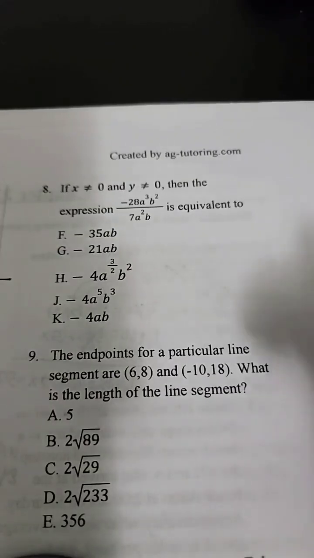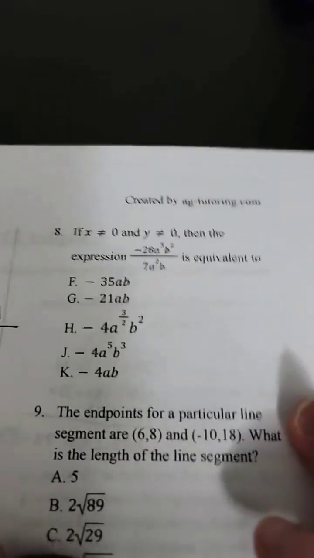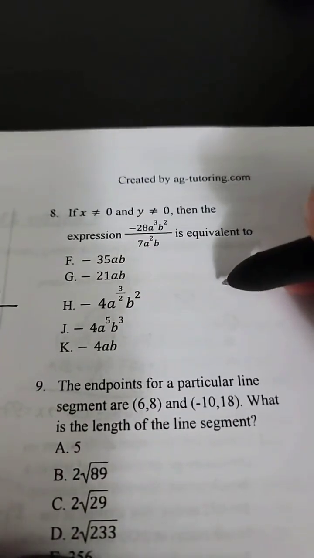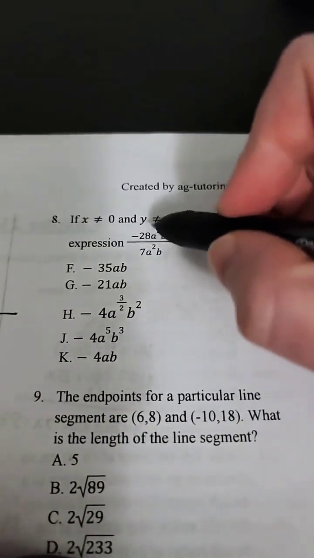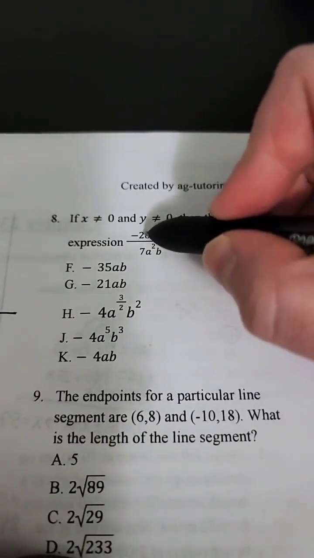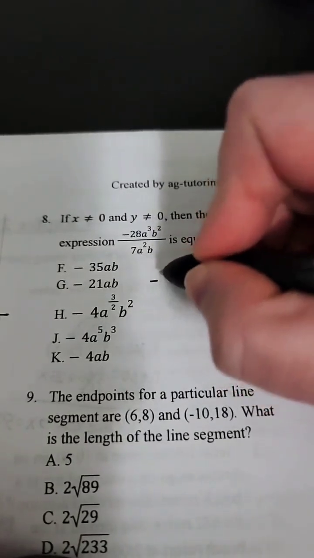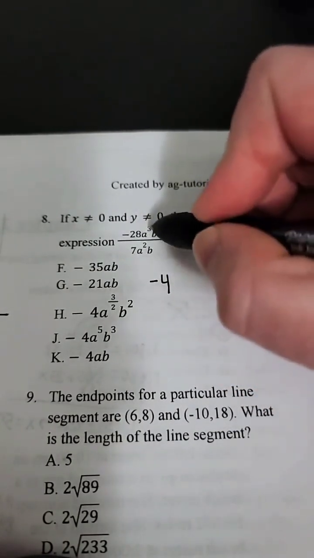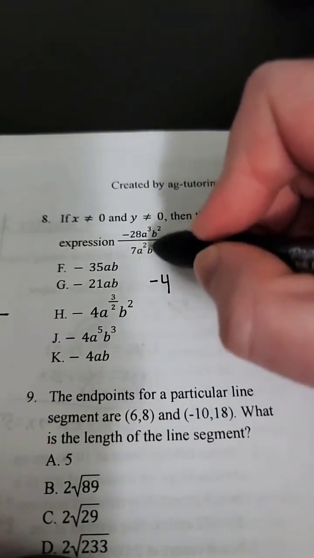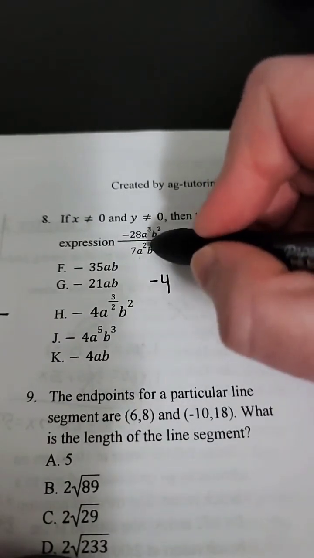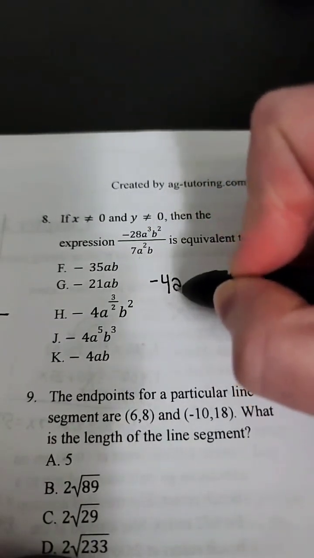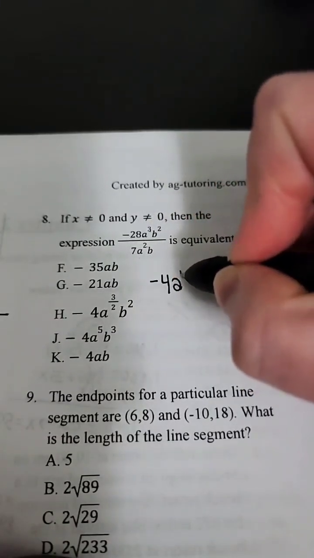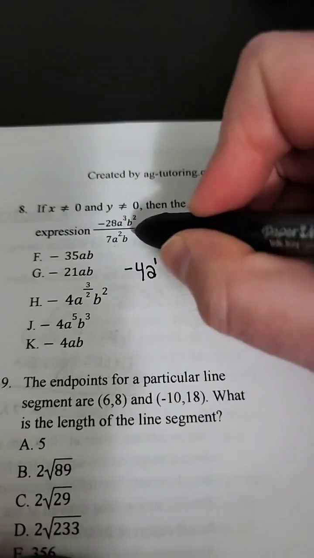Let's go to number 8. If x is not equal to 0 and y is not equal to 0, then the expression is equivalent to which of these? Okay, so first I'm going to say negative 28 divided by 7 is negative 4. Then I'm going to match up my a's, which have like bases, so I can use the quotient rule, which says if I have like bases and I'm dividing, I can just subtract the powers and keep the like base. So I'm going to keep the a, and I'm going to subtract 3 minus 2, that gives me 1. And then I'm going to do the same thing with the b's.